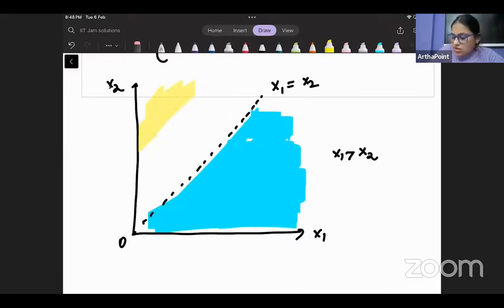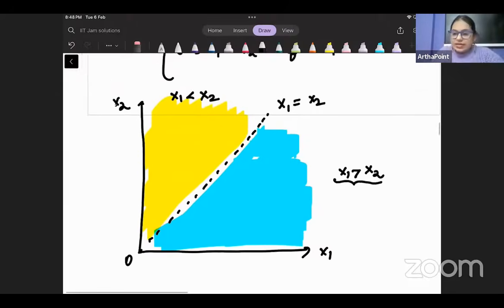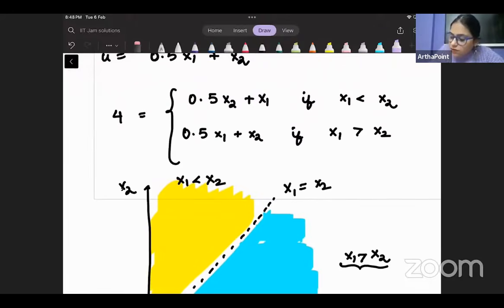And bache, this area represents x1 less than x2. Clear hai? Now, when x1 is greater than x2, which part of the utility function will we consider? This part. So beta, how will I plot this thing?